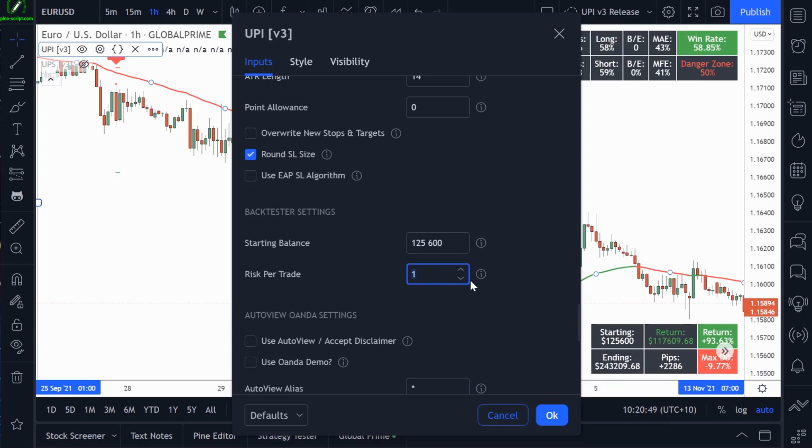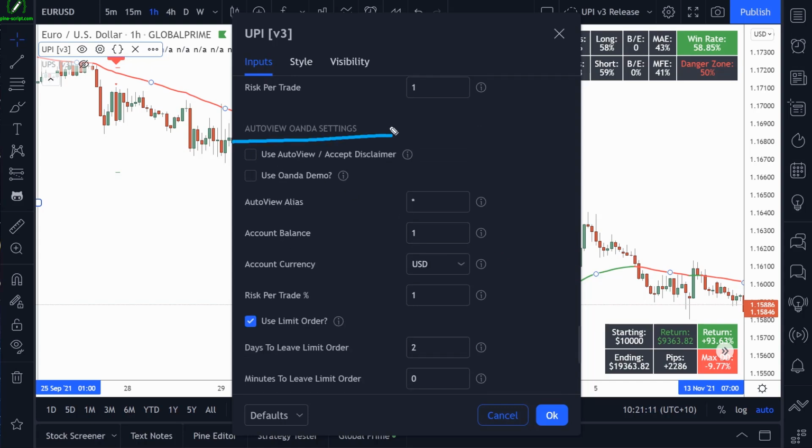And then of course we can change our risk per trade for the Backtester. If 9% is too much of a drawdown for this account balance, you could set it to say 0.5% per trade and see how that affects your return and max drawdown. But I'll leave these back as they were and we'll look at the AutoView Oanda settings.